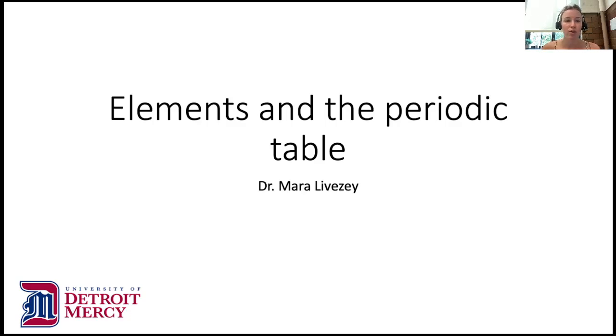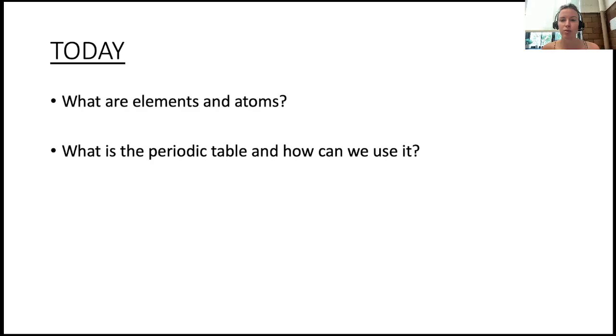Today we're going to learn about elements in the periodic table. So we'll discuss what are elements, what are atoms, and we'll also discuss what the periodic table is and why it is useful.